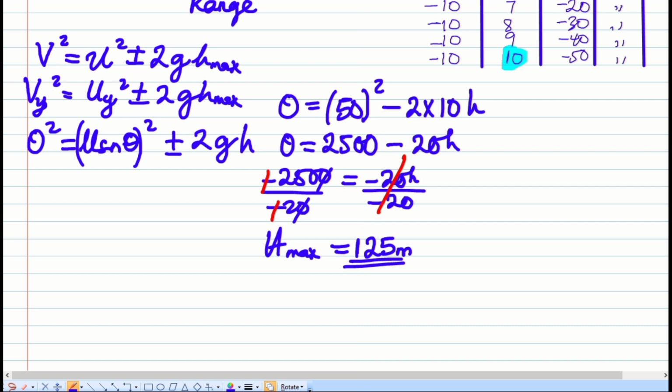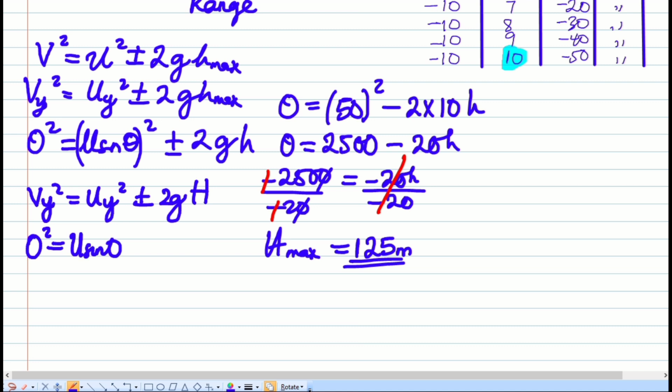Again, we're going to use the same thing, but not dealing with general cases. So we have Vy squared is equal to Uy squared plus or minus 2gh. I just use capital H since that's the maximum height. Again, Vy at the maximum height is 0. So 0 squared. Now Uy, we are going to just leave it as U sine theta, all squared. Minus, now, because the boy is going against gravity, 2gh, which is the maximum height. So now let's distribute. 0 squared is still 0.